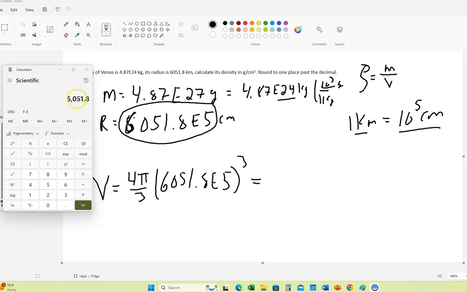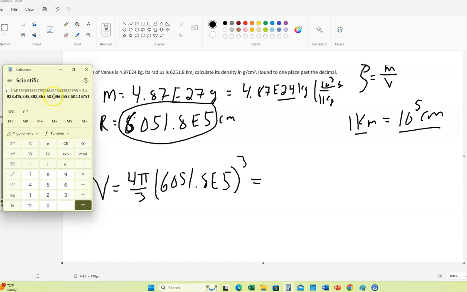So I got the scientific calculator. There's the 6051.8, and then we do times 10 to the 5th, and then raise it to the 3rd power, and then multiply it by 4 times pi, and then divide by 3. All right, so there's our answer.